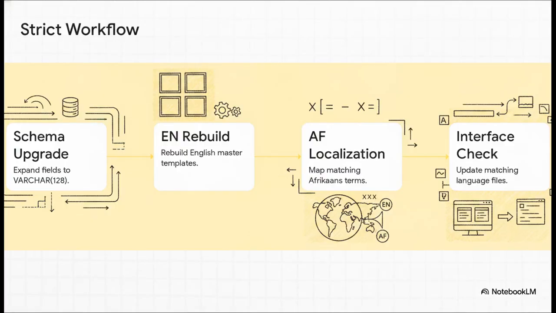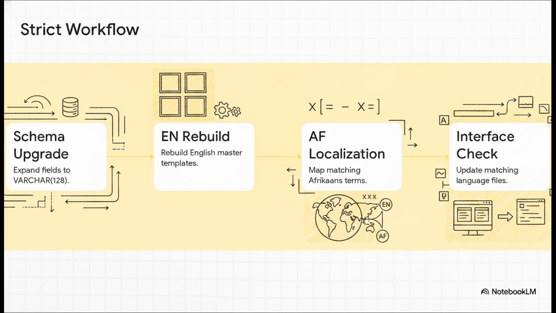So, what's the exact workflow? Well, it's a very strict 4-step protocol. Step 1, ensure your database initialization script expands those SQL field lengths to varchar 128. Step 2, rebuild the English master template sequentially using that new 4x3 framework we talked about. Step 3, map the AFRIKAANS files using the exact same matrix, making sure you keep parent totaling rules completely identical. And finally, Step 4, if any type or transaction group configuration gets altered in the types table, you need to immediately update the corresponding language files to match.